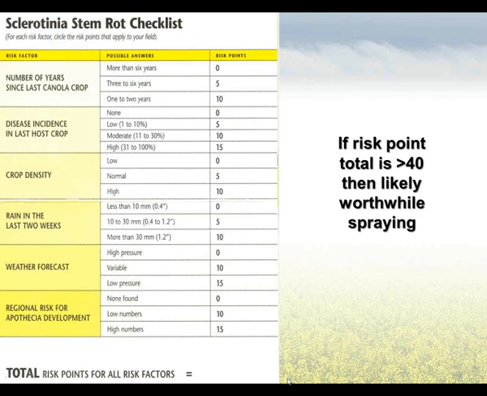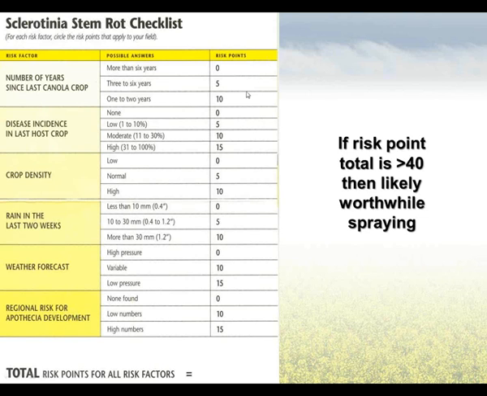And this is from the Canola Growers Manual. You can look at a number of factors in terms of the number of years since the last canola crop, disease incidence in the last canola crop. So these are looking at the pathogen and the potential for the pathogen to be there at a level that's going to cause a concern, the crop canopy density, so what effect the host has, and then ultimately the rainfall and the weather as far as potential for infection, and also the risk for apothecia development in the region.